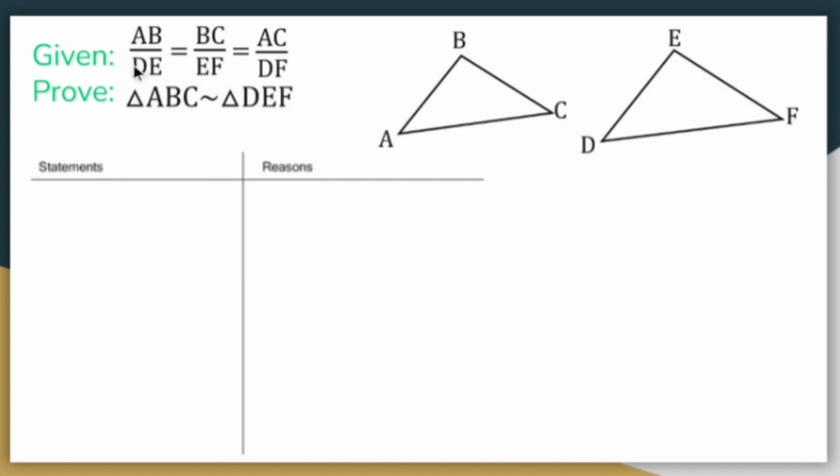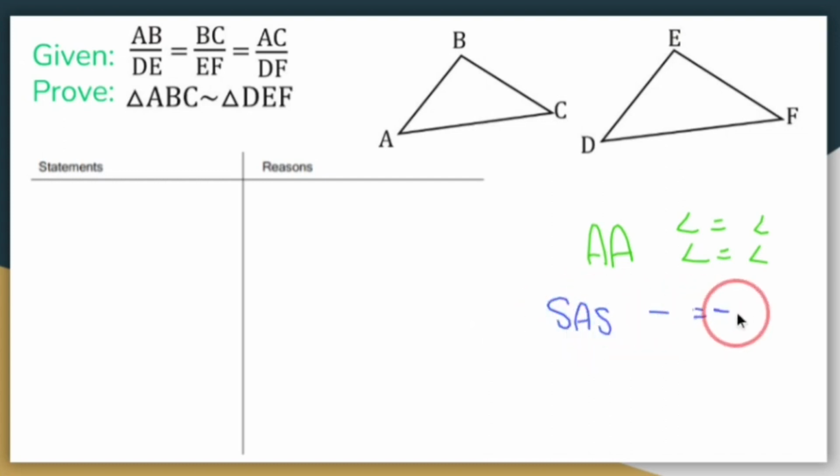Given AB over DE equals BC over EF equals AC over DF, I need to prove that these two are similar. There are 3 ways that you can prove that triangles are similar. You could use the angle-angle method: if you could show that 2 angles are congruent and 2 more angles are congruent. I could also use the SAS method, which says that if you could show that two sides are proportional, side over side equals side over side, and two angles are congruent, then you have SAS.